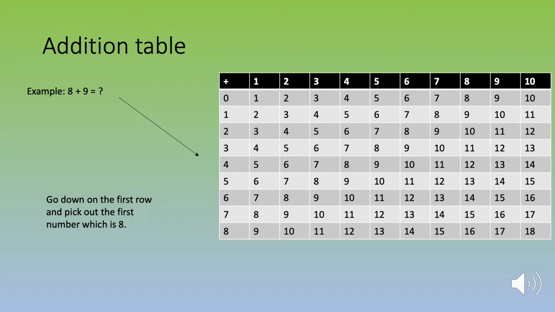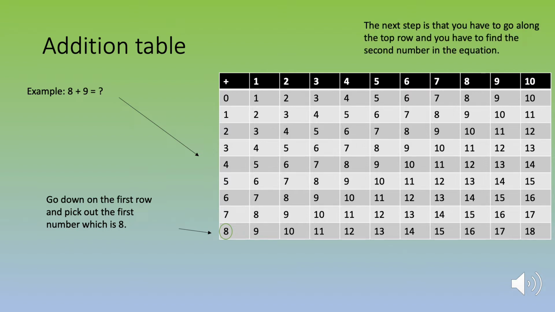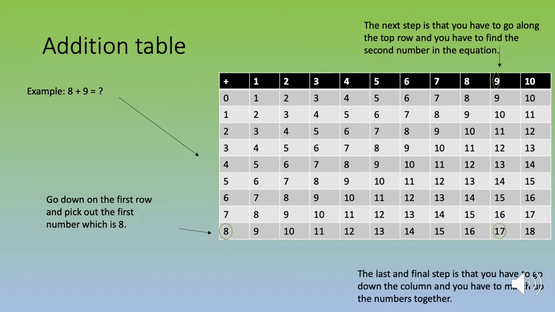The first step is you go down the first row and pick out the first number, which is 8. The second step is you have to go along the top row and find the second number which is in the equation, and this is the number 9. The last and final step is you have to go down and bring the numbers together and you should get an answer of 17.